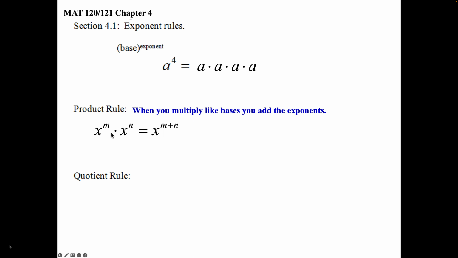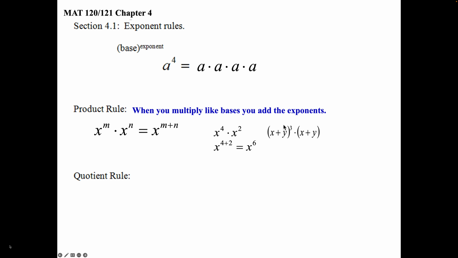So x to the m times x to the n. These bases are the same. You simply add the powers. So if I had x to the fourth times x to the second, 4 plus 2 is 6. This is x to the sixth. What we want to understand here is that we don't want to write out x to the fourth, 4 x's, write out 2 x's, and then count them all up to get 6. We want to use this shortcut.